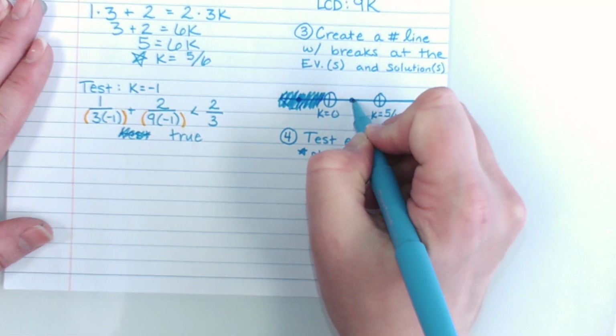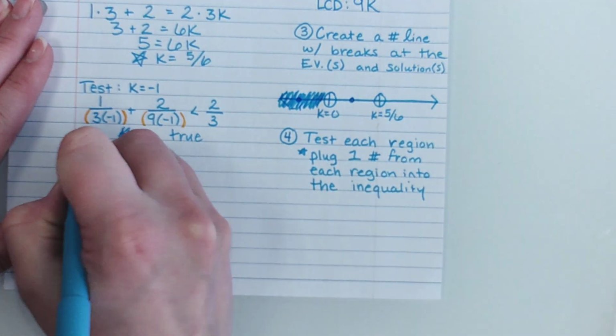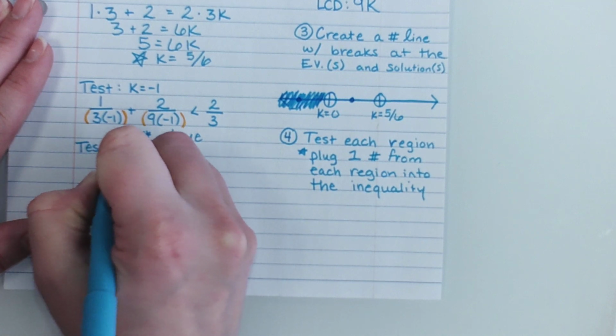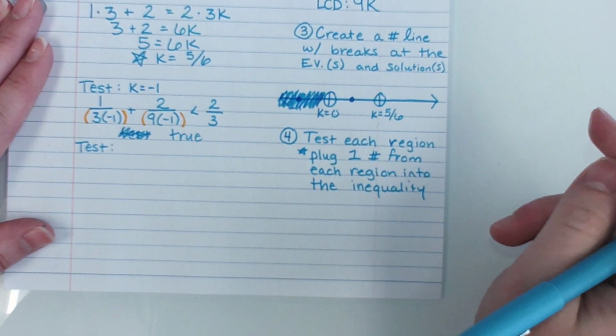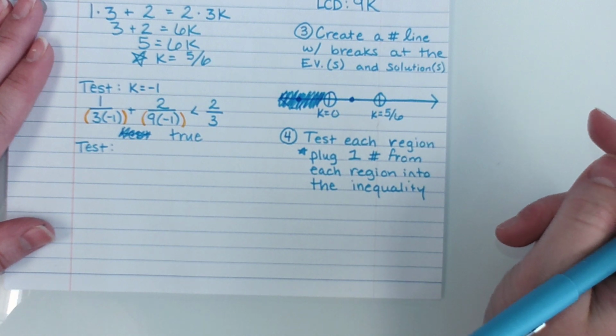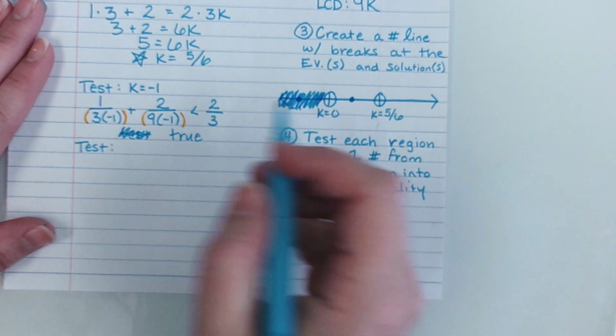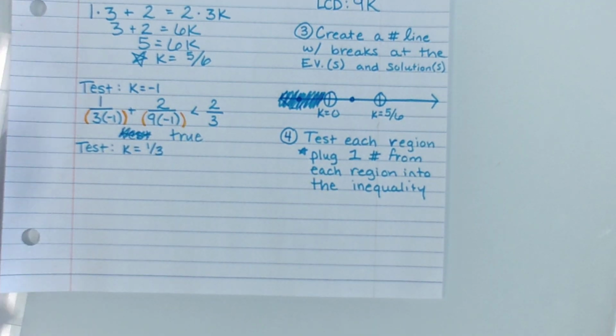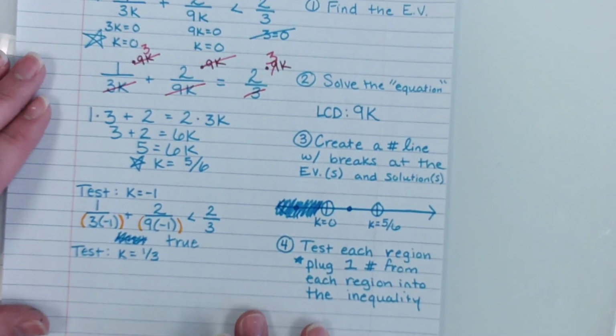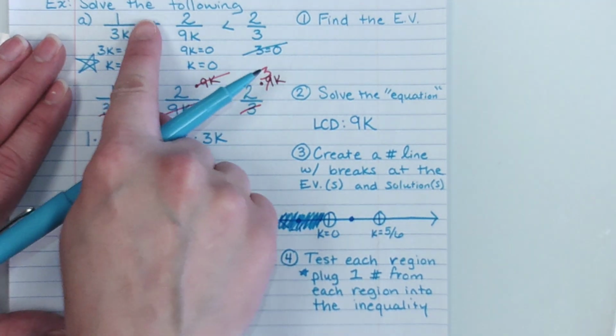This is the next region. Any number in between 0 and 5/6 works. 0.5 works. I wouldn't do 0.5 or 1/2. They're the same thing. I would do 1/3. Do I have to do 1/3? No. Is there a reason why I do 1/3? Absolutely. And you'll see it once I plug it back in here real quick.